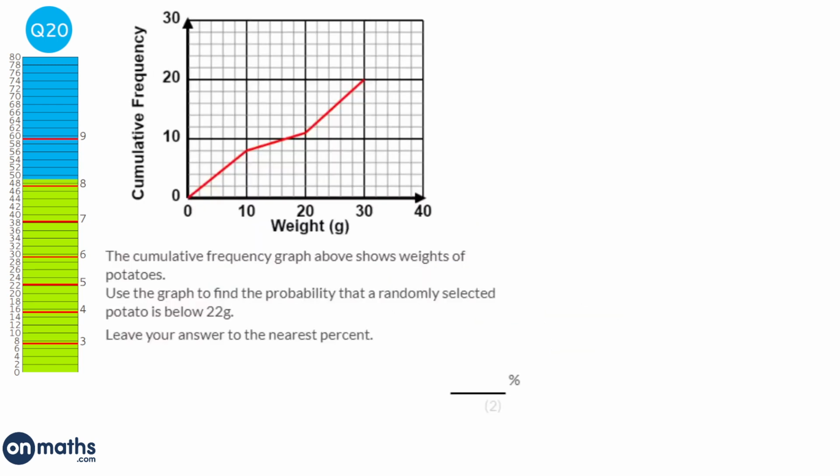So we're going to first of all find out how many potatoes were below 22 grams. So we're going to draw a line up at 22 and a line across, and that is 13. So there are 13 potatoes below 22 grams. And so to work out the probability of picking one below 22 grams, it's the amount that we have below that weight over the total amount of potatoes, which will be 20. So it'd be 13 over 20, which is equal to 65 over 100. So that would be 65%.